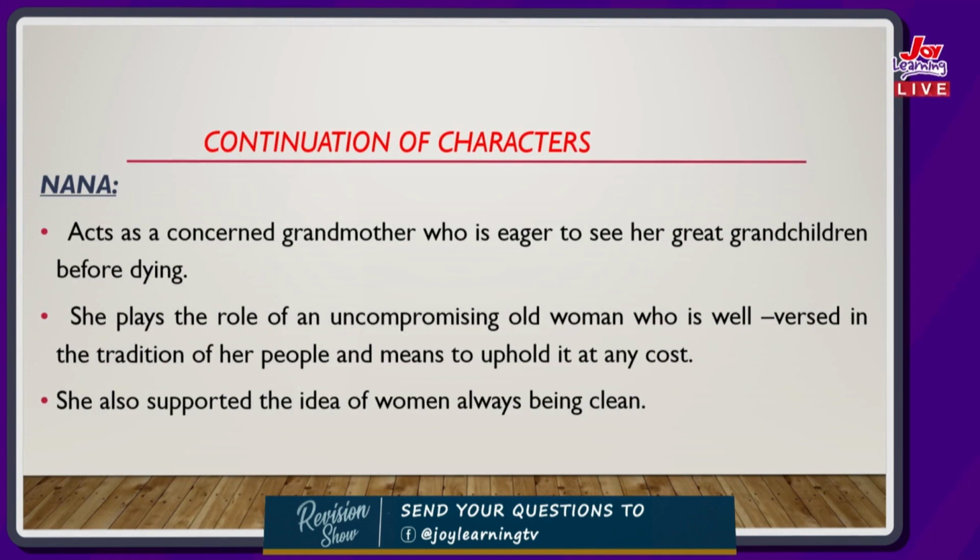So the first point is Nana as a concerned grandmother. You remember Nana was Ato's grandmother. Nana acts as a concerned grandmother who is eager to see her great-grandchildren before dying. The second point is she plays the role of an uncompromising old woman who is well-versed in the tradition of her people and means to uphold it at all costs. Our grandmothers and our grandfathers do not joke with traditions. The name Nana should even tell you that she's an old person. I'm very sure that she was trying to educate Eulalie on a few things.